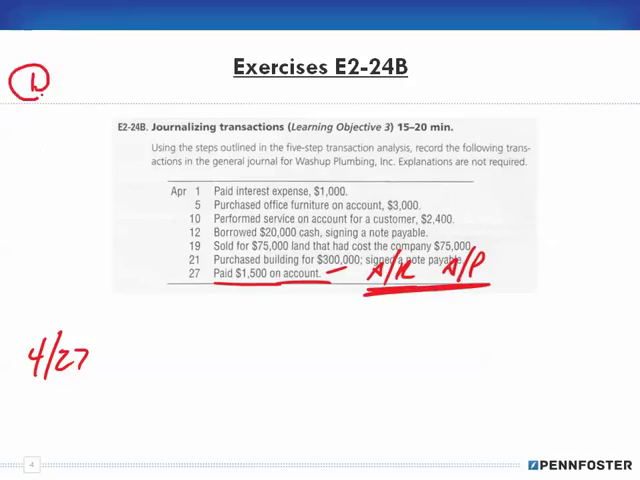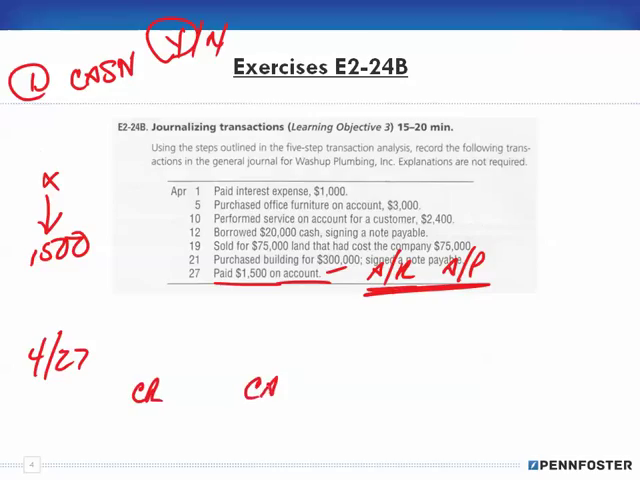Ask yourself the question, am I affecting cash? Right? Yes or no? I'm paying $1,500 in cash. All right? Well, yes, I am affecting cash. So if this was the balance in my account and I'm paying out $1,500, am I increasing or decreasing it? I'm decreasing it. So that means I'm going to credit my cash for $1,500. And that means I debit something else. Well, what am I debiting?